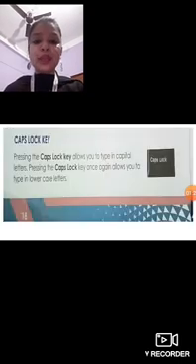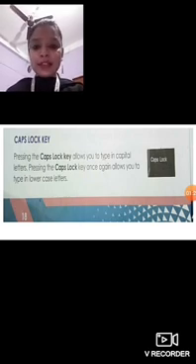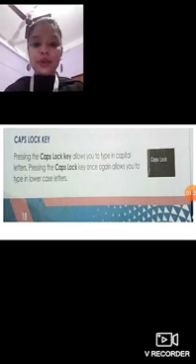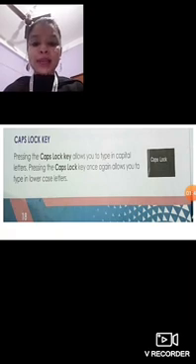There is one key that is known as the caps lock key. You can see this key on the left hand side of the keyboard, and the word caps lock is written on the button. C-A-P-S-L-O-C-K, caps lock. So what is caps lock? Let us find it out. Pressing the caps lock key allows you to type in capital letters. Pressing the caps lock key once again allows you to type in lowercase letters.